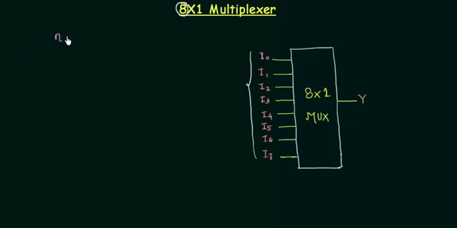So I can write n is equal to 8, where n is the number of data input lines that we have already seen, and 8 can again be written as 2 to the power 3. Now you already know m is the select line or the selector variable, and it is equal to log base 2 of n. I will replace this n by 2 to the power 3, so m is equal to log base 2 of 2 to the power 3, and it is equal to 3. So the number of select lines in 8x1 multiplexer is 3.